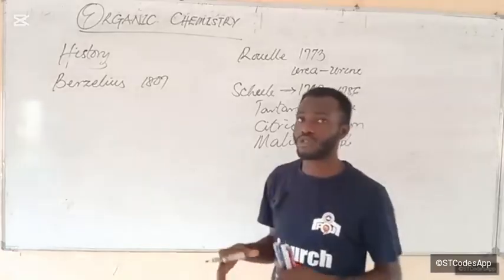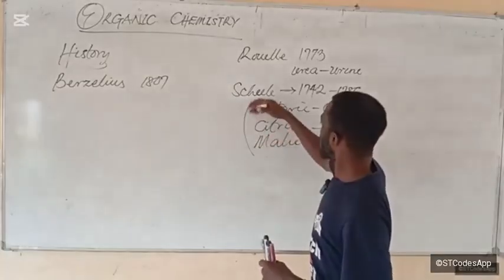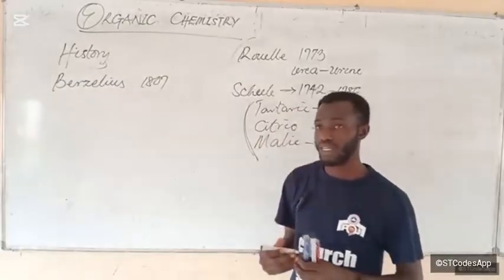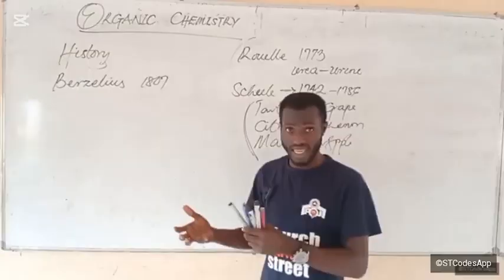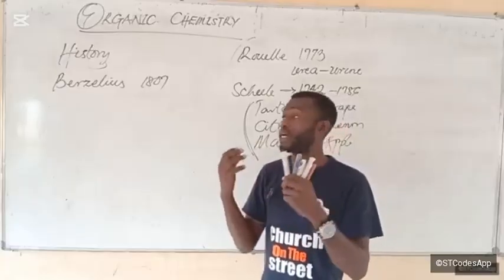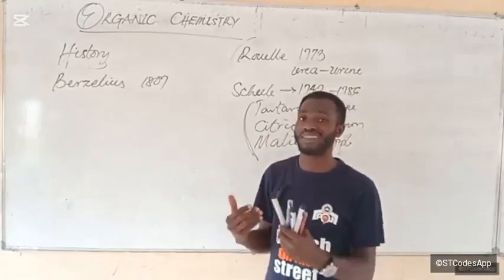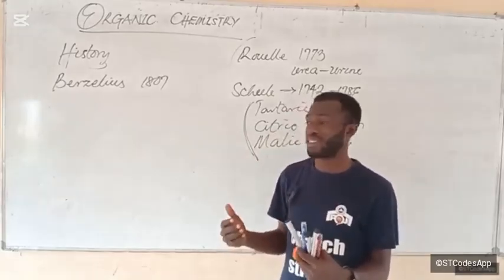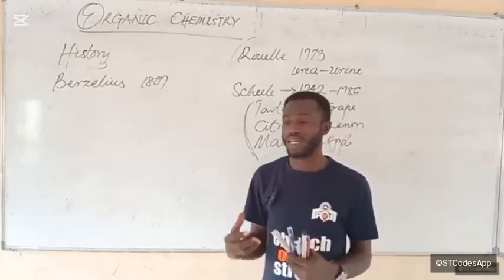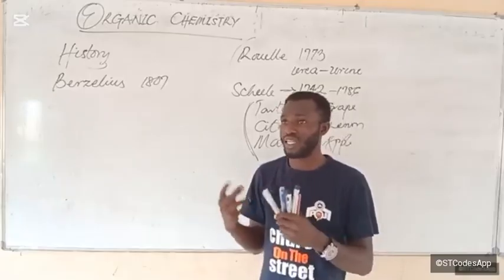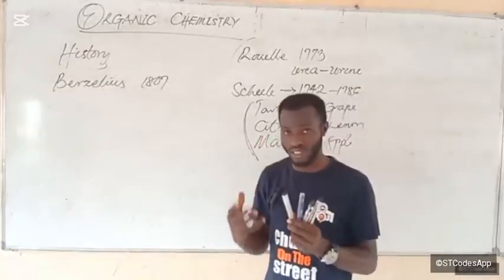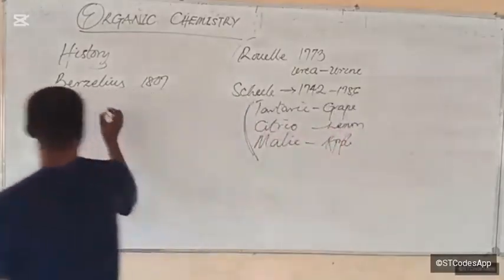Now because these organic compounds were discovered from living tissues, living things, there came an idea that organic compounds could only be biosynthesized. That is, we can only derive them from living tissues. And because of that, they suggested that there was something which led to the biosynthesis of organic compounds within living tissues, which they tagged the vital force.